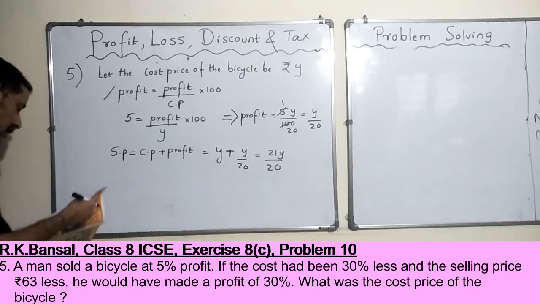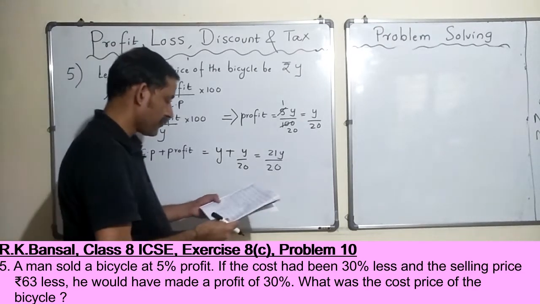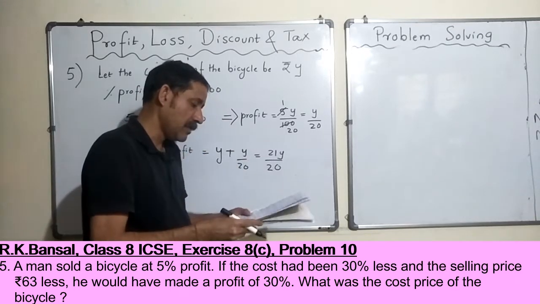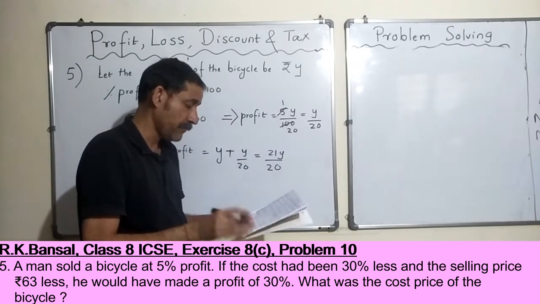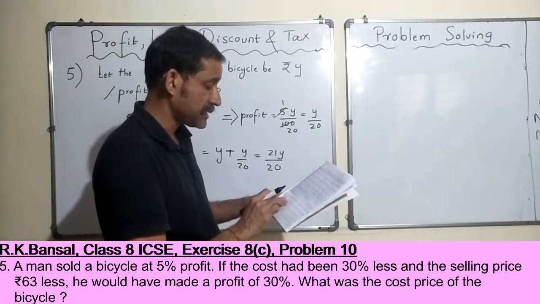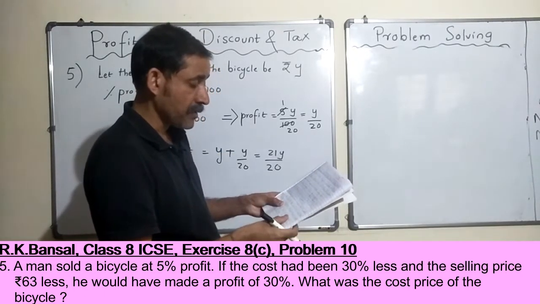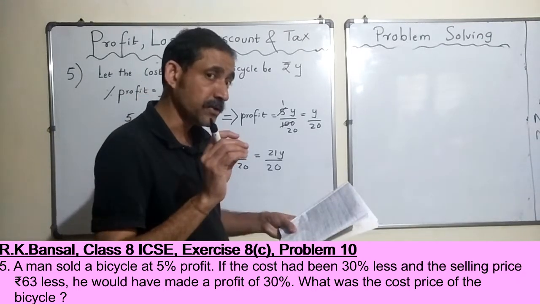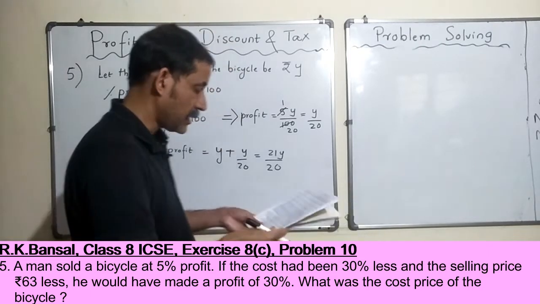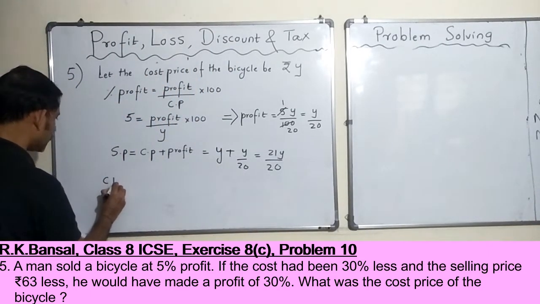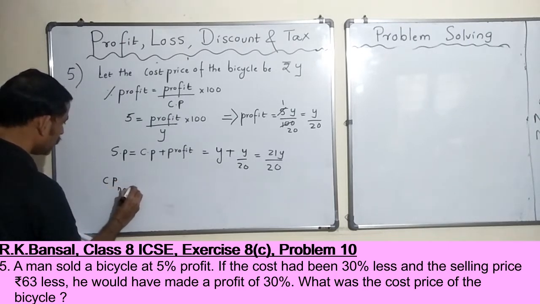Now there is another scenario. So this is what we know so far. They are saying if another scenario, it's a hypothetical scenario: if the cost had been 30% less and the selling price 63 less, rupees 63, he would have made a profit of 30%. 30% on that cost price. So let's do one thing. Let's put CP new, suffix new.